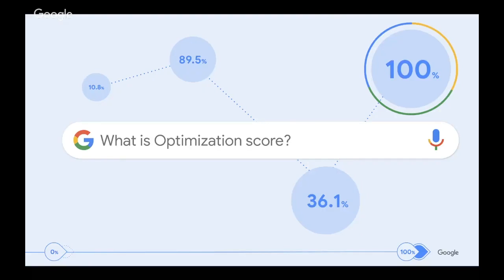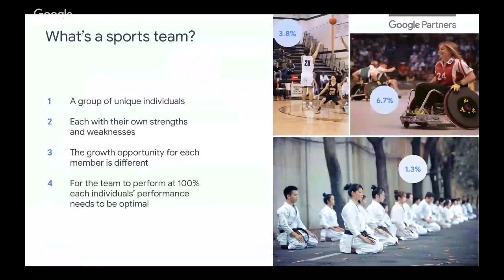So in recent days, you may have heard OptiScore or Optimisation Score more than ever before, and you may be thinking, I'm still not 100% sure what it is. So I'm going to take you through that with an example to start off with. Imagine a sports team, a rugby team, something like that. Everyone in that team has their own strengths and weaknesses, and in order for the team to be performing at 100%, everyone's performance needs to be at the optimal level.